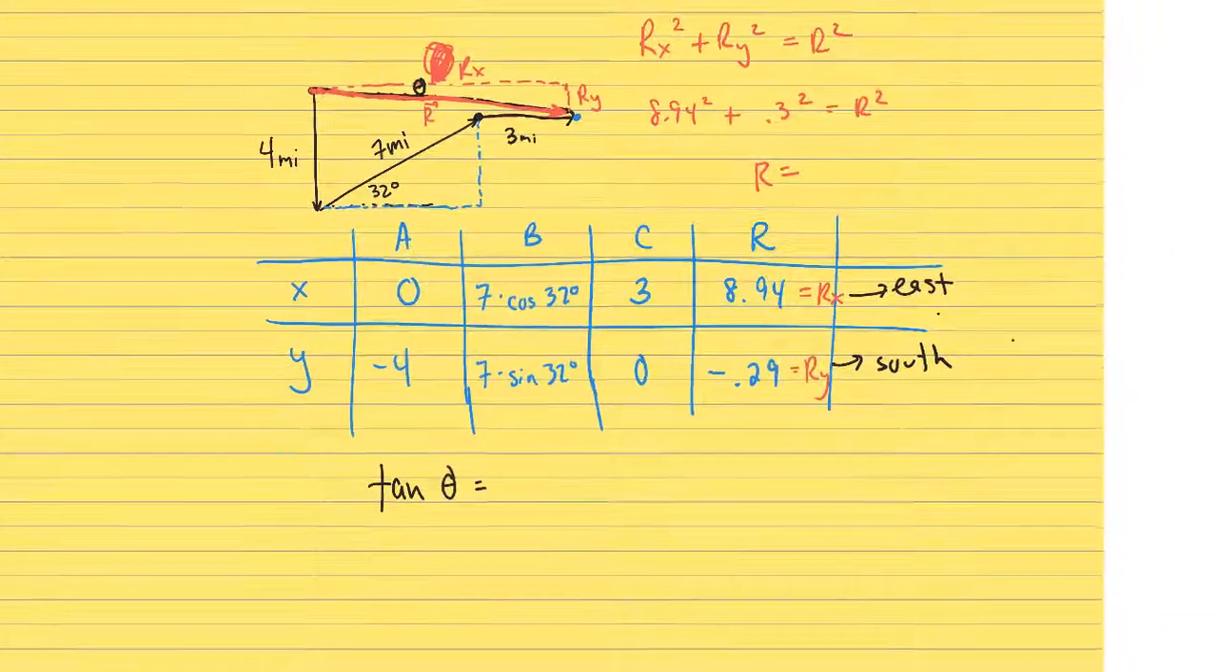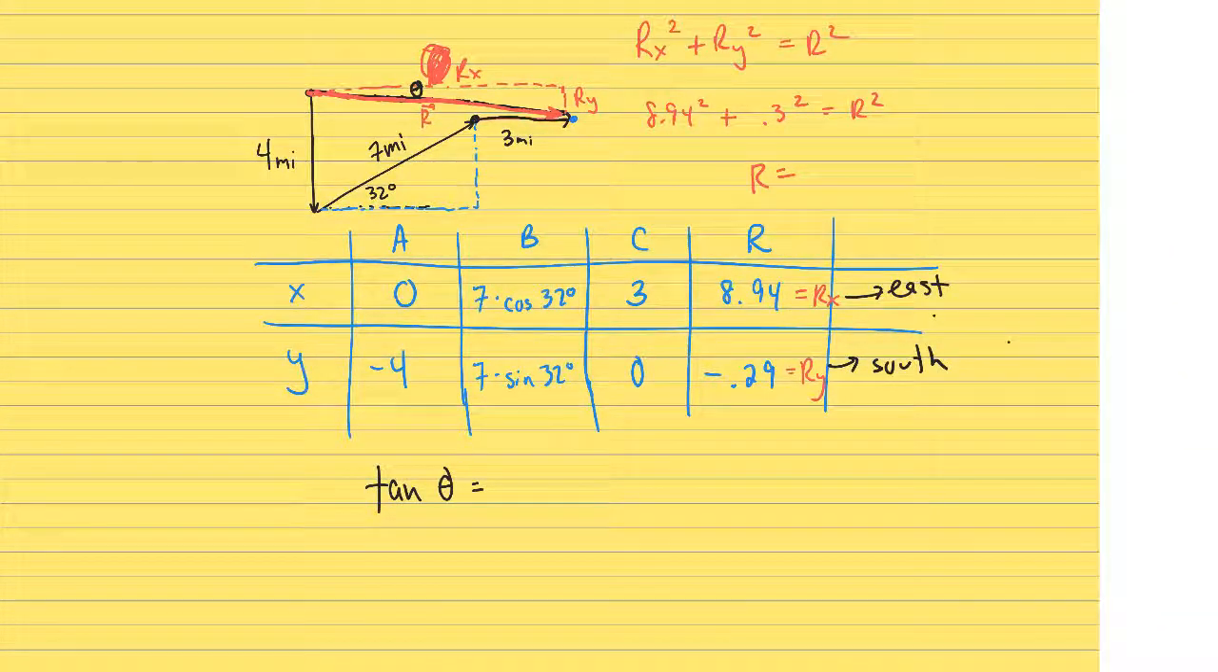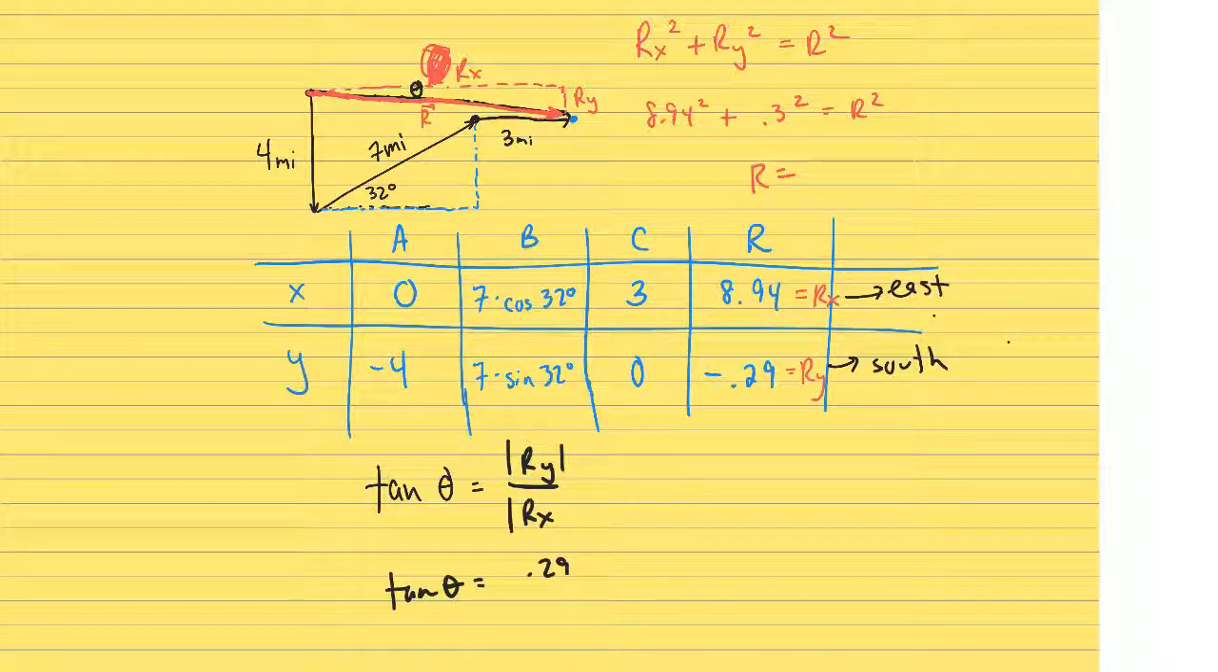So tan theta in this case is Ry over Rx. I told the last class that the absolute value signs are really important there, because when you take the tangent inverse of a positive, you'll get a positive answer. The southeast, again, is what's telling us where it's going.